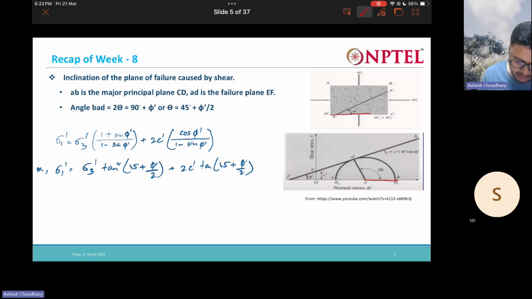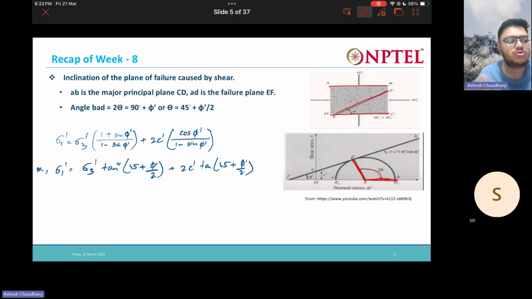CD or AB, these are the major principal planes, so in the Mohr circle this is nothing but AB. And AD is the failure plane EF, as discussed previously. So this is my failure plane on the Mohr circle. Angle BAD is nothing but twice theta.